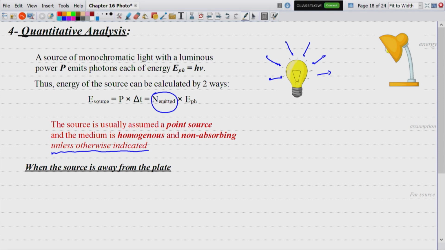Now, in a source, the source starts spreading its light everywhere.